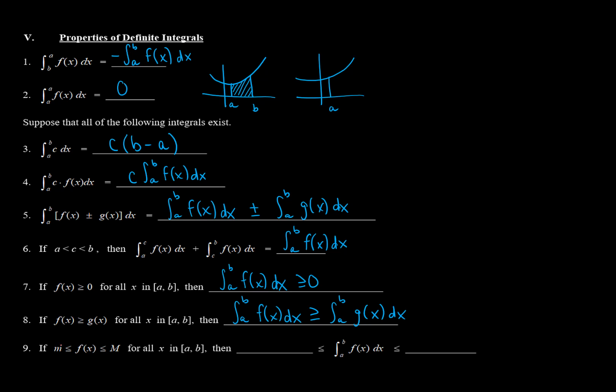And then for this one, if I've got f of x falls in between these values of lowercase m and uppercase M for all x in a to b, then I can say the integral of f of x from a to b goes from lowercase m times b minus a to uppercase M times b minus a.